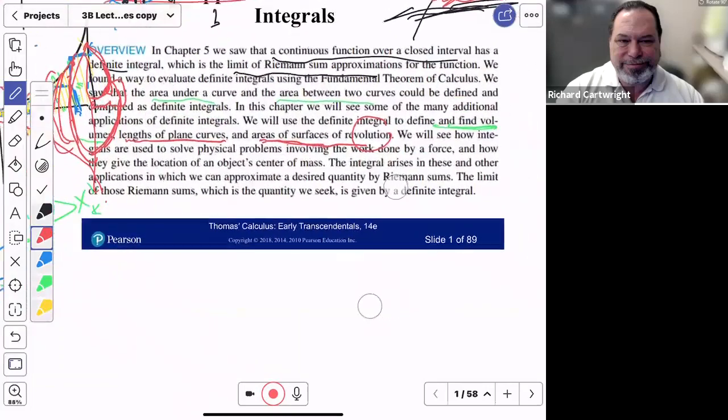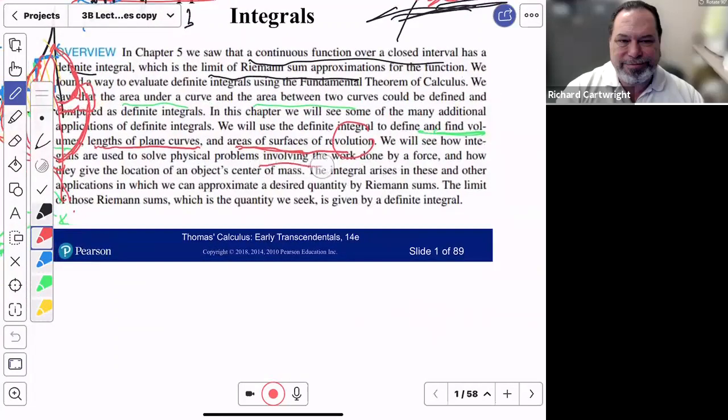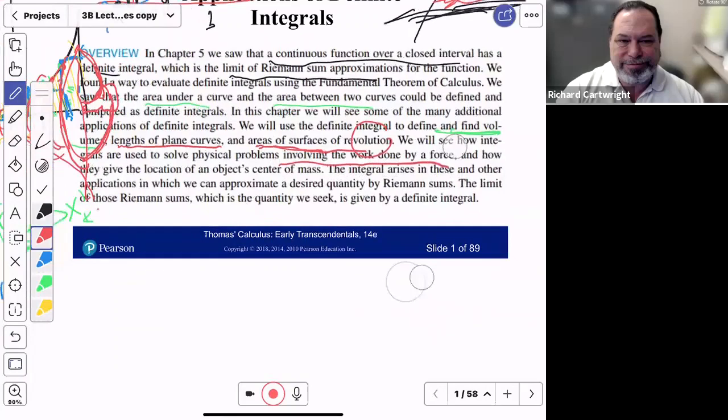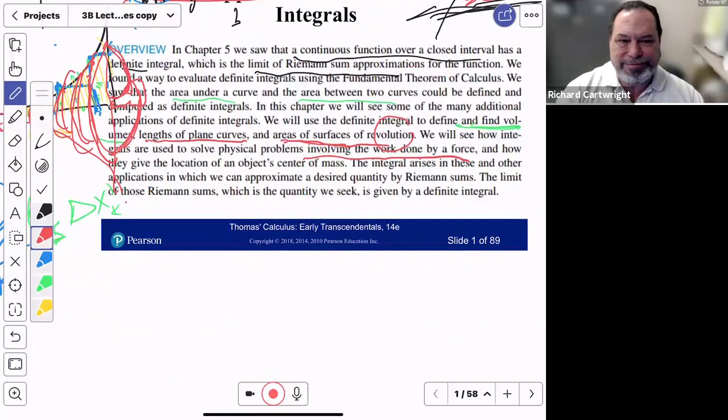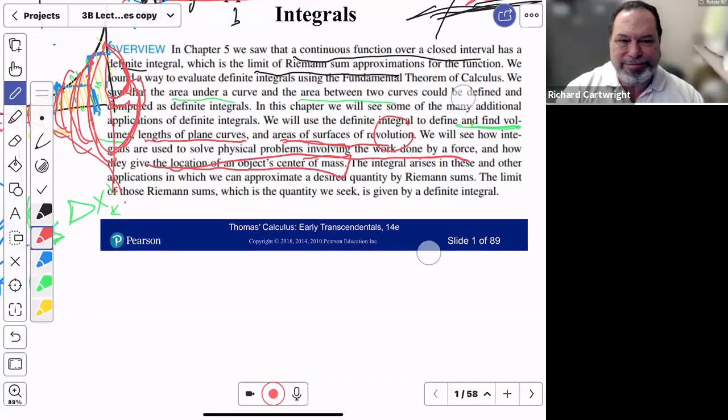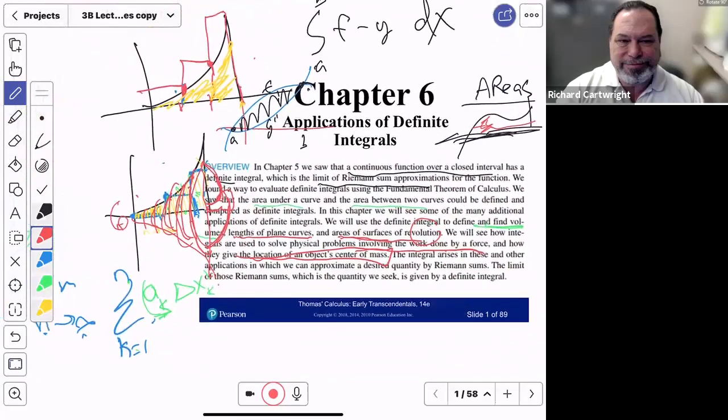What other applications? You could calculate the work done by a force. We can find the location of a center of mass. Where is the center of mass? There are even others that aren't mentioned here. That's this chapter. Chapter six is these applications.